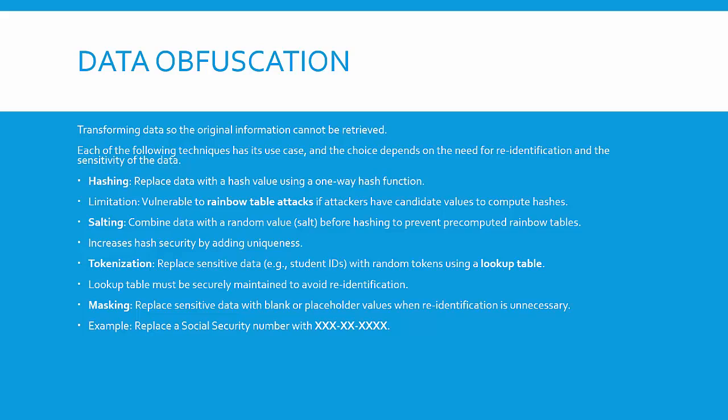matches. Salting adds a layer of protection by combining the data with a random value before hashing, making pre-computed rainbow tables ineffective and increasing security. Tokenization works by replacing sensitive values like student IDs with random tokens using a secure lookup table. This allows for re-identification later if needed, but it's essential to keep the lookup table secure to avoid breaches.